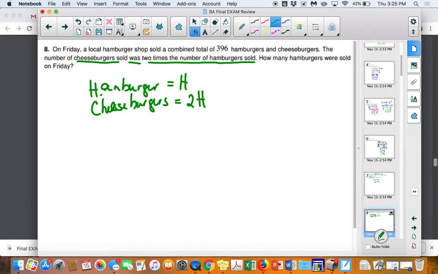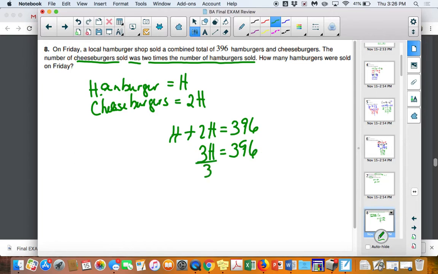So let's see if we can go back and write an equation now. Go back to the first sentence. Local hamburger shop sold a combined total of, so combined total, I'm going to say H plus 2H equals 396. And then it just says how many hamburgers were sold. Well, we're solving for H, and that is hamburgers. So that's going to give me 3H equals 396.